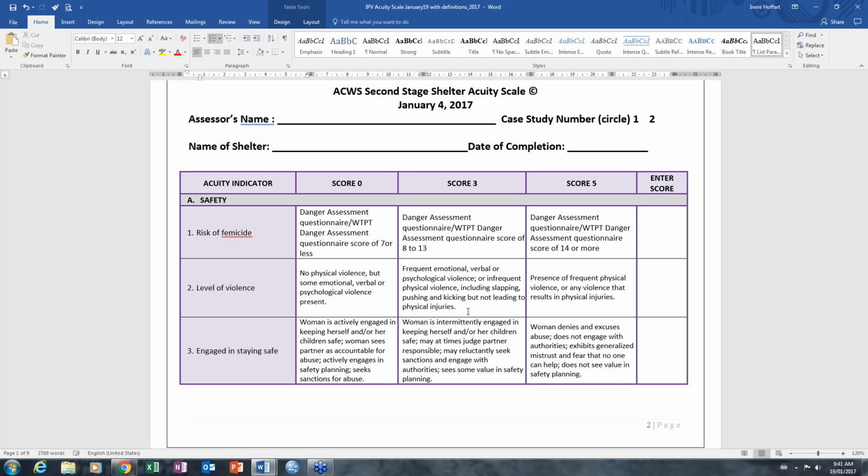So what does that mean? She's engaging with professionals. She sees her partner as accountable rather than making excuses for his behavior. She actively engages in safety planning, and she sees value in safety planning. She also seeks sanctions for his abuse of her. So that would be a score of 0.